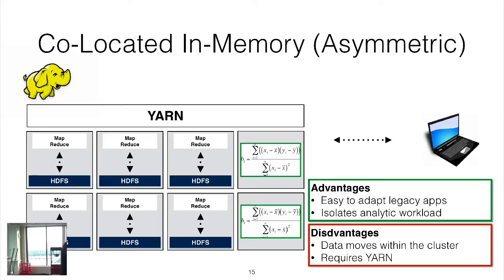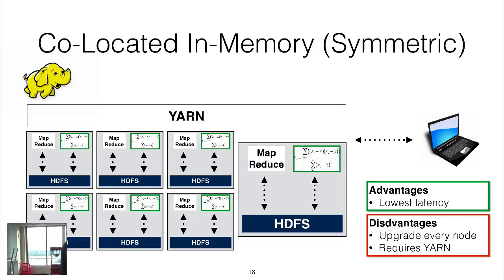Now, the sort of theorist's ideal architecture is a symmetric architecture, where you have the in-memory analytics running on every node, not just a couple of isolated nodes. And this, in principle, should give you the best performance, the lowest latency.